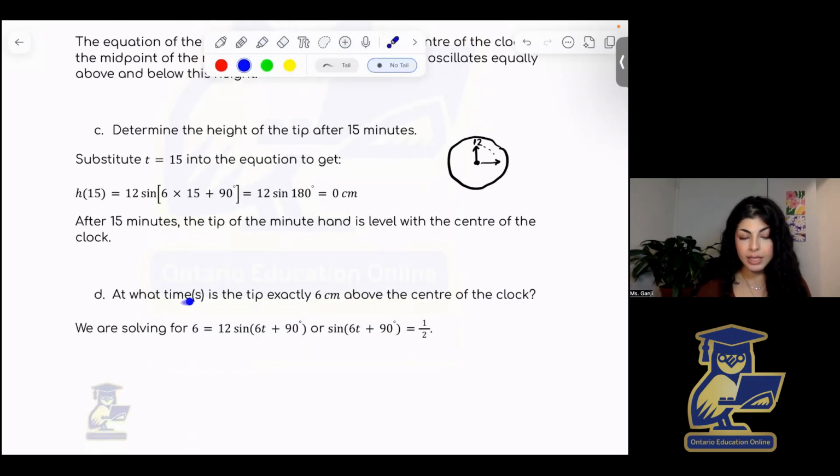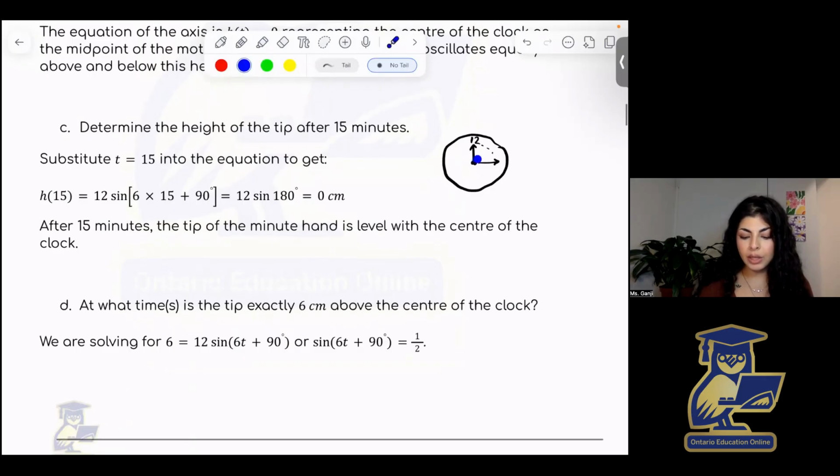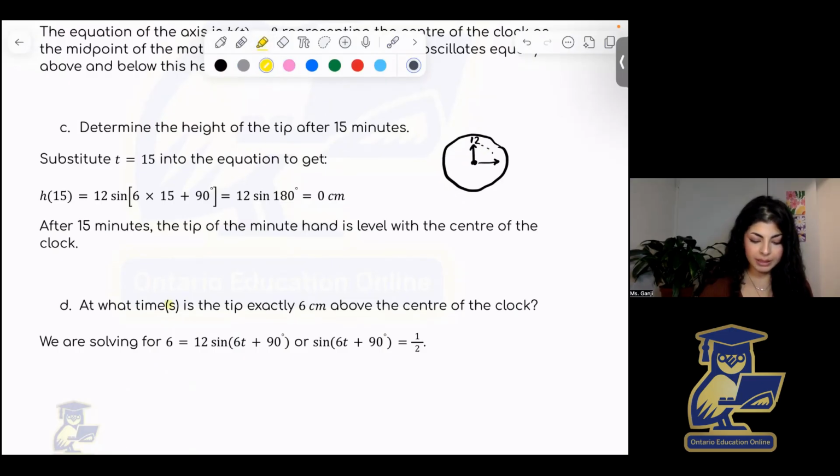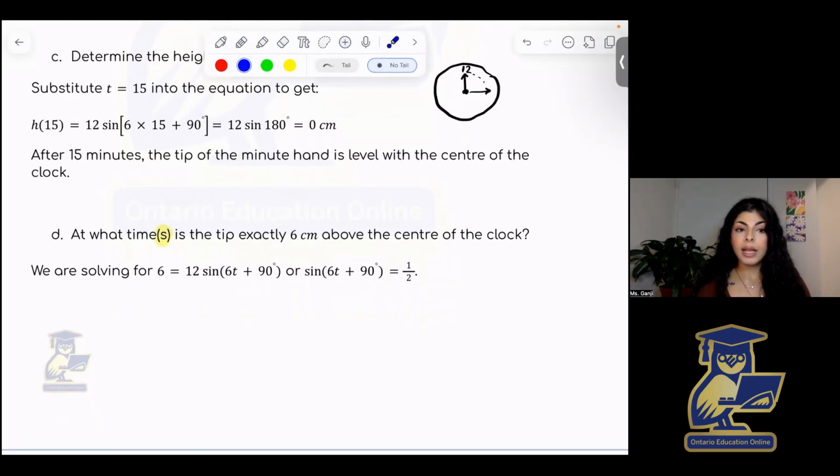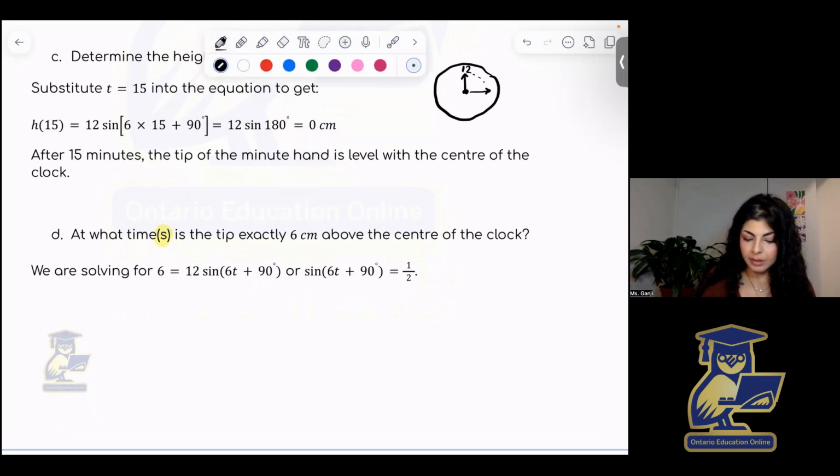Next, we're asked at what time or times is the tip exactly 6 centimeters above the center of the clock? And of course, as we know with the clock, and this should be your hint here as well because it says times, we can have a height of 6 centimeters this way or this way. So there will actually be two different times in which we have a height of exactly 6 centimeters above the center of the clock. So we are solving for h of t equal to 6 in this case.